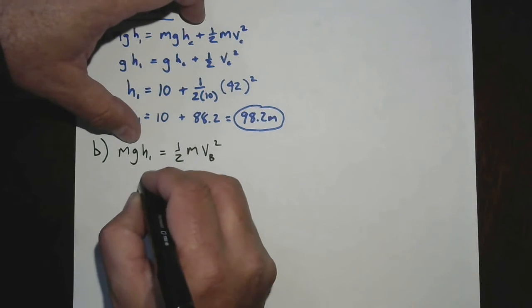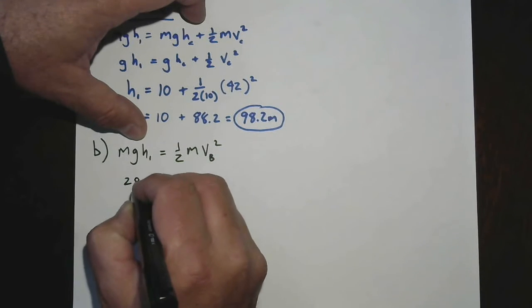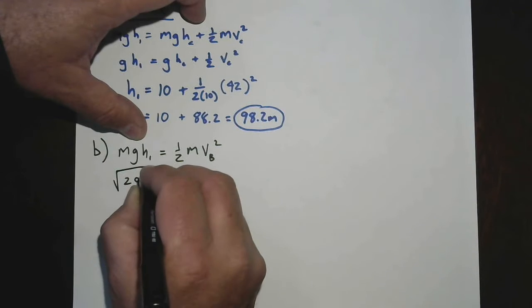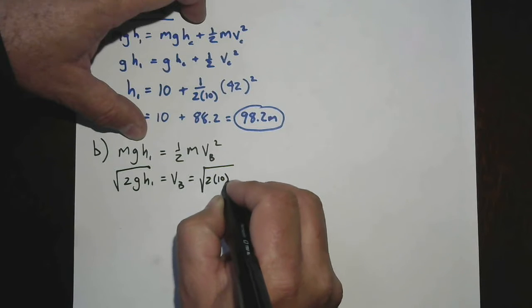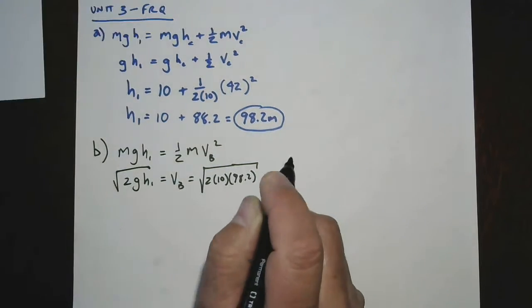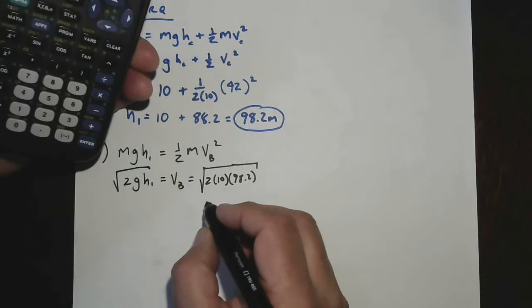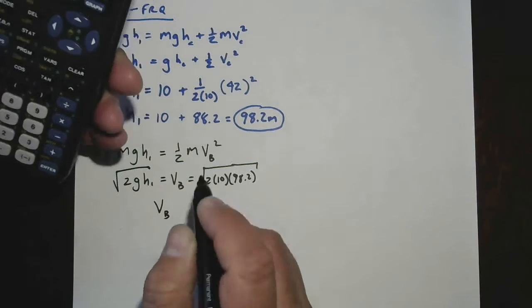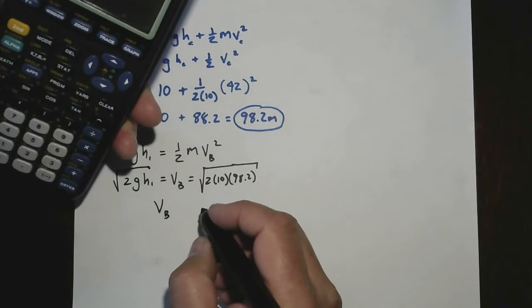The masses cancel again. We don't divide through by g, we multiply through by 2. So 2gh1 under a square root is going to be vB. That's going to be the square root of 2 times 10 times 98.2. Okay, so I've got our 98.2 in the calculator here. And we're going to multiply by 20, and that's going to give us 1964. We have to take a square root. 44.3.